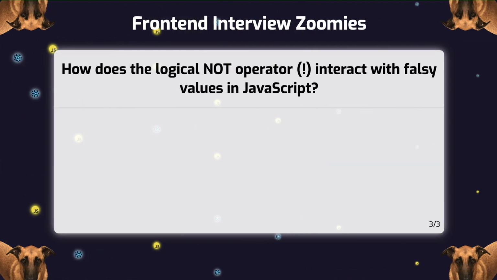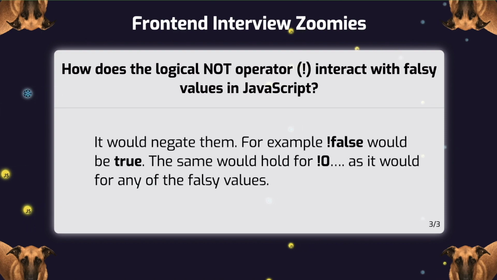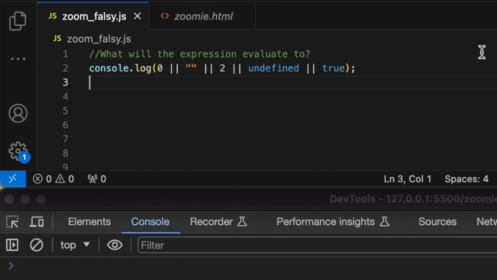Lastly, you might be asked, how does the logical not operator interact with falsy values in JavaScript? The answer is it would negate them. For example, if I put the logical not operator in front of false, it would evaluate to true. The same would hold if I put the logical not operator in front of 0, as it would for any other falsy value. On to some coding related questions.